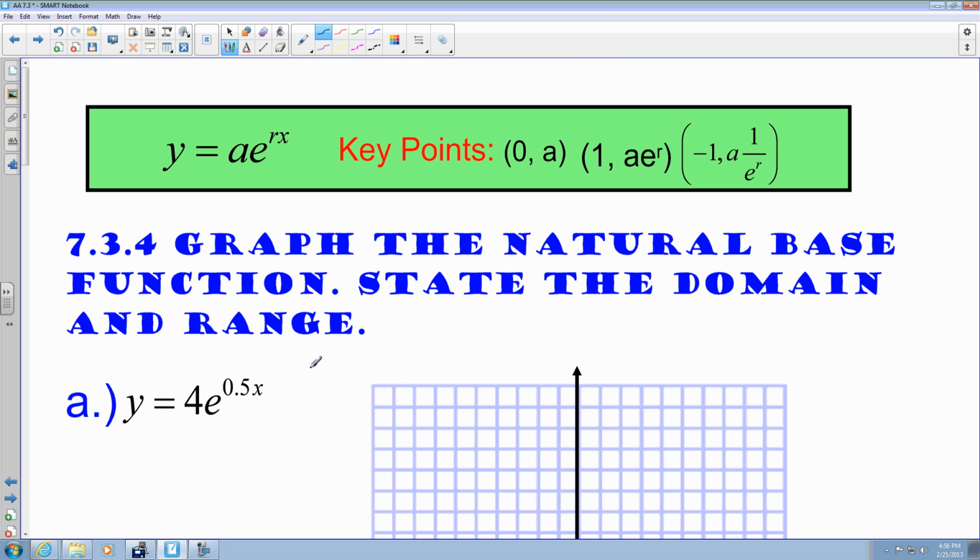When graphing the natural base functions, you're still going to look for those key points. You're going to look for 0, comma a. The next one is 1, comma a times e to the r. Now I want you to evaluate this particular number. I don't want to have e on there because when you're graphing it, you want to have a value attached to it, and then you can round to the appropriate decimal point. And then you have -1, comma a times 1 over e to the r.